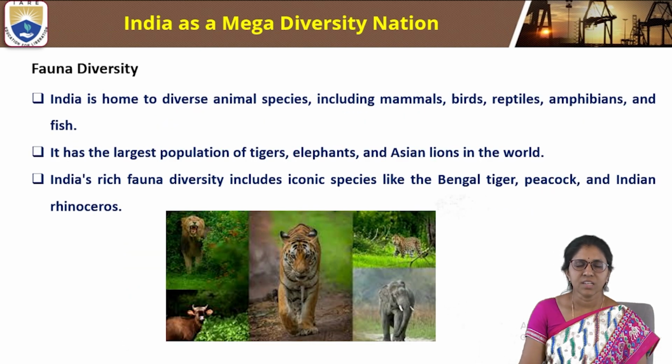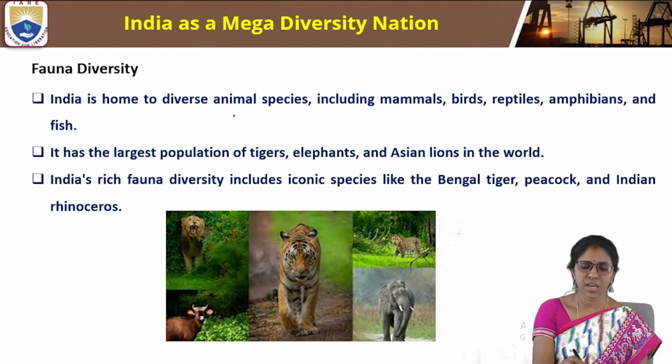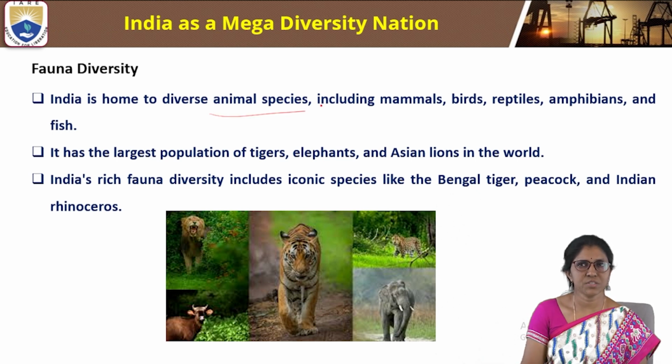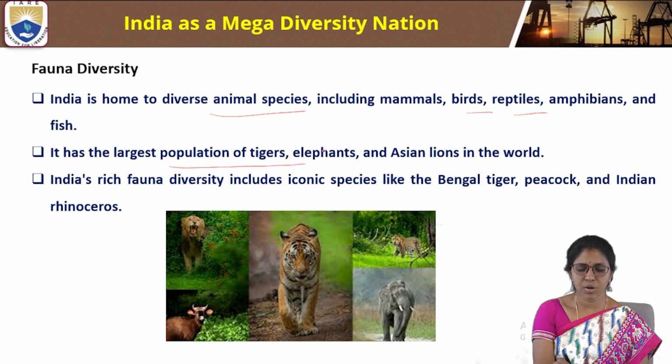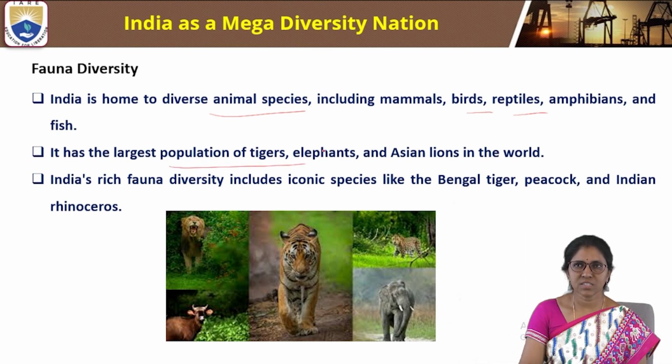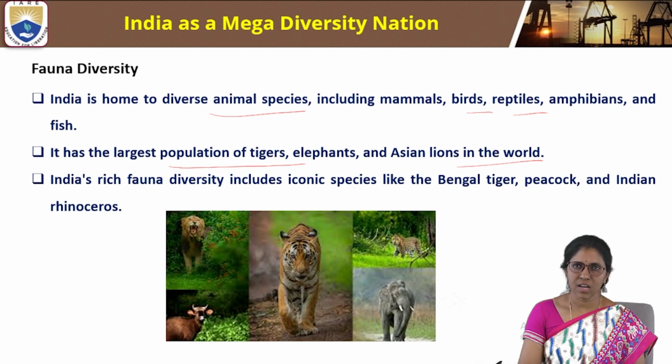Fauna diversity: India is home to a variety of animal species, including mammals, birds, reptiles, amphibians, and fish. India has the largest population of tigers, Asian lions, and elephants in the world.